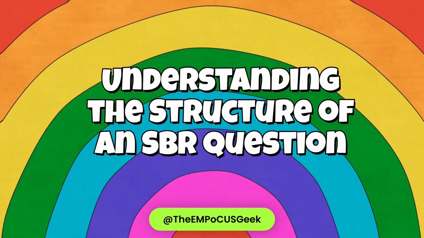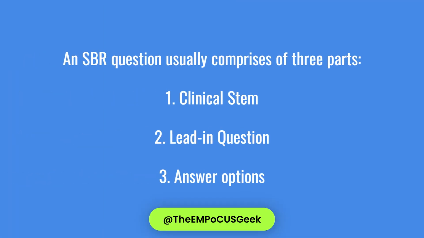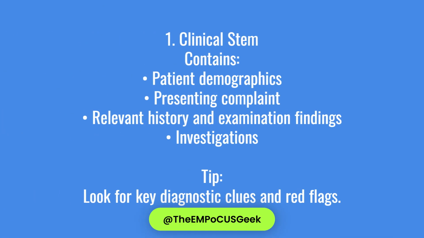Understanding the structure of an SBR question. An SBR question usually comprises three parts: a clinical stem, lead-in question, and answer options. The clinical stem contains patient demographics, presenting complaint, relevant history and examination findings, investigations. The tip is to look for key diagnostic clues and red flags.